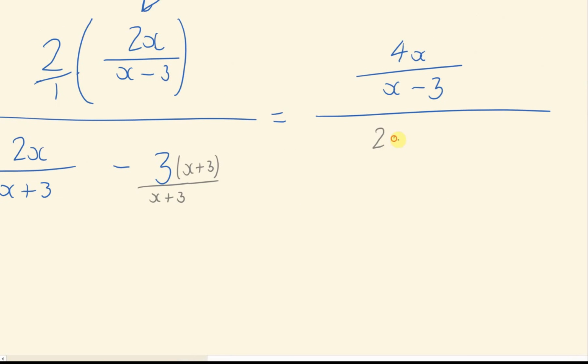I can now write that as 2x, take away, I'll expand that bracket. So I've got minus 3 times x is minus 3x, and minus 3 times 3 is minus 9. Again, remember, this minus 3 is what gets multiplied by them both, which is why they both become negative. That is all over x plus 3, x minus 3.